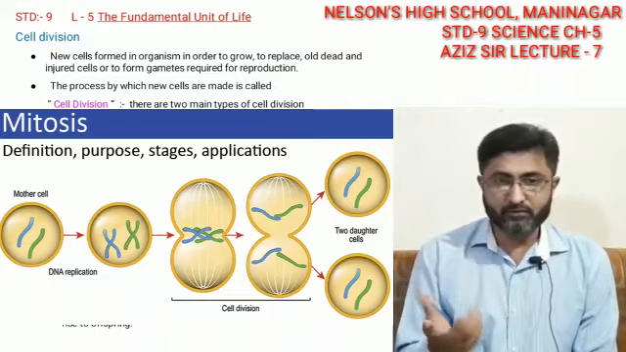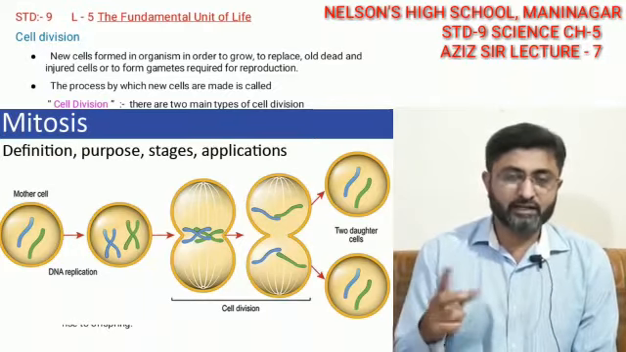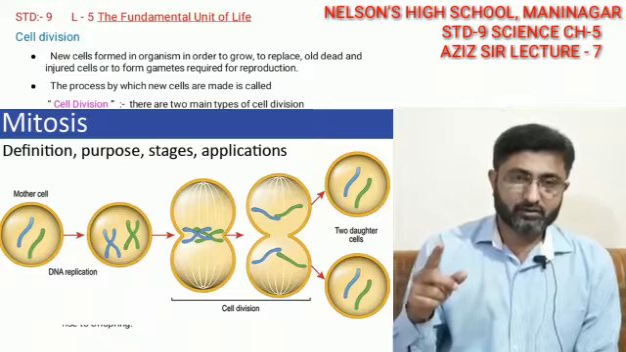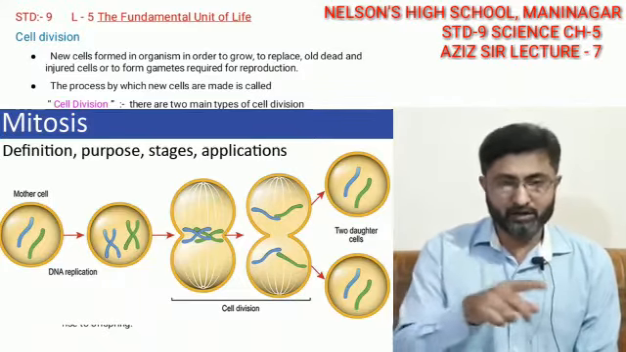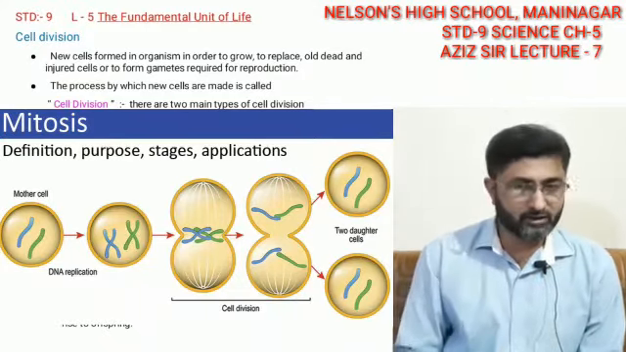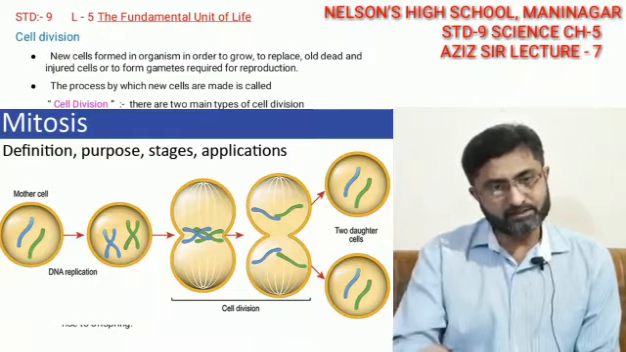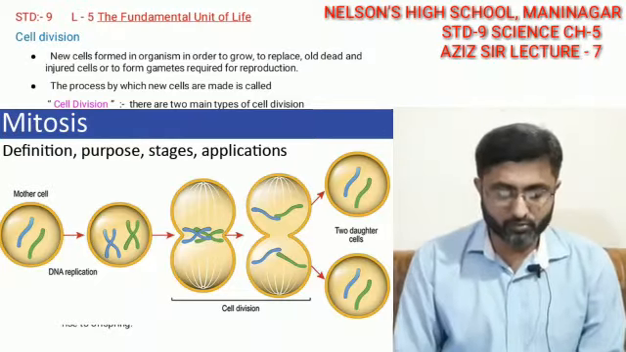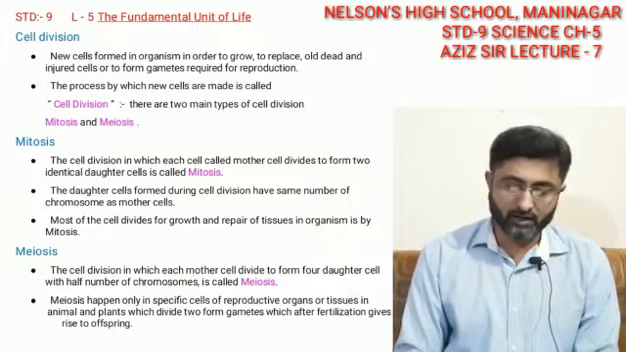Like in humans we have 46 chromosomes, that is 23 pairs. 23 pairs, pair means multiplied by 2, so we have 46 chromosomes. So the new cell also has 46 chromosomes. Such is the type of division in mitosis.